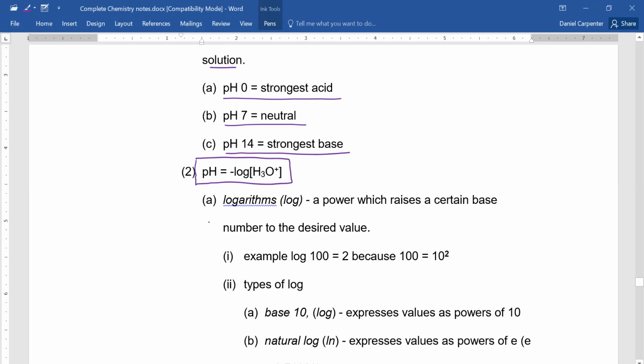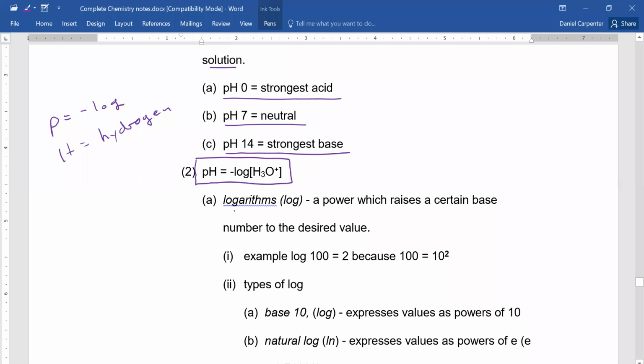So pH, I told you it had to be little p, big H, because P stands for, and I don't know why it stands for this, by the way, negative log, and H stands for, now this one does make sense, hydrogen. So pH is the negative log of the hydronium or hydrogen ion concentration.